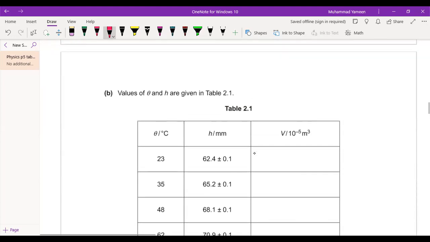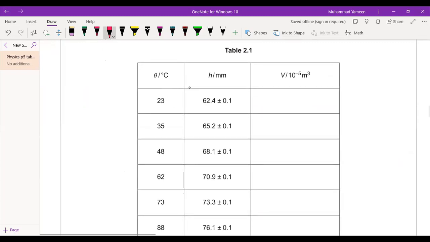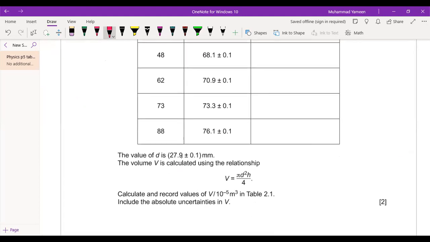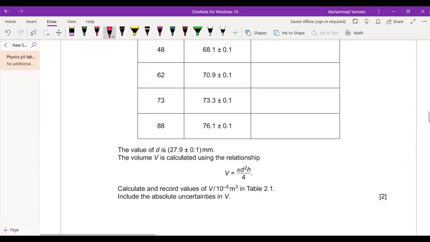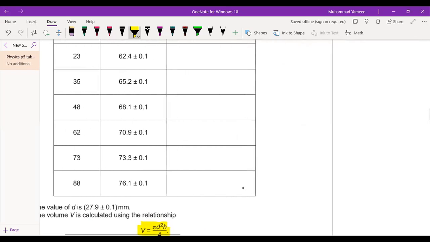Let me do one more question. The values of theta and h are given in this table. This is theta, this is h. So you have to calculate V. This is the unit 10 to the power minus 5. And what is V? The value of d is this. And the volume V is calculated using the relationship V is pi d square h over 4. So that's the formula. You should use this formula to calculate the value of V.